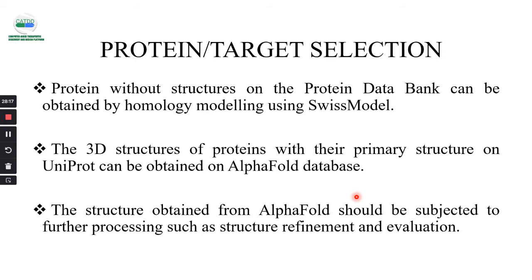Now you may be interested in working with a protein whose structure is not on the Protein Data Bank. It happens very well. So how do you go about it? You can get the structure of your protein by homology modeling. So the tertiary structure is not available on PDB, but the primary structure, which is the amino acid sequence of that particular protein, will likely be available.